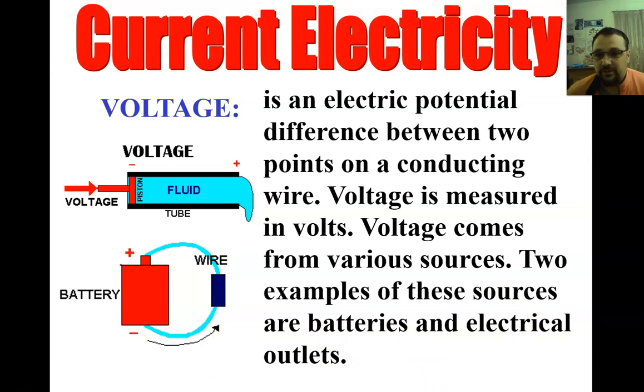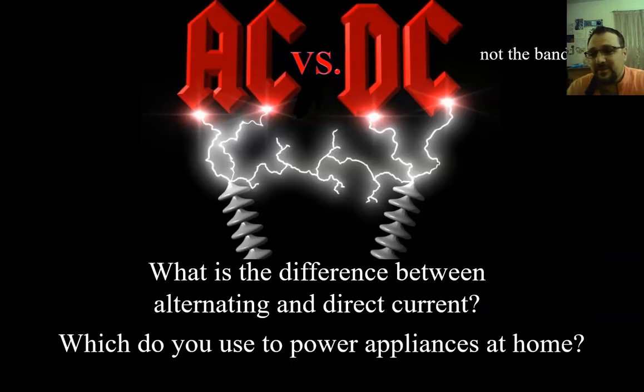Batteries and electrical outlets both provide a push, making current flow through a circuit, but there is a difference in the way that push is applied. And that's what we have to focus on next. And it's using something we've all heard of before, but what does it mean? By that I mean AC versus DC.